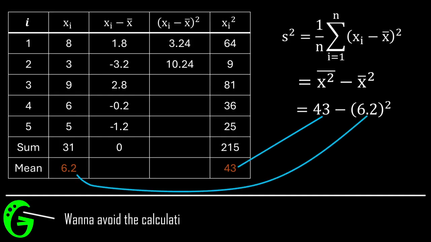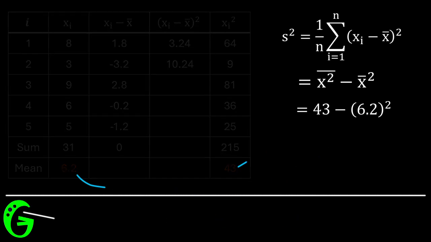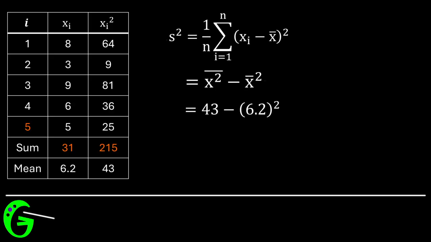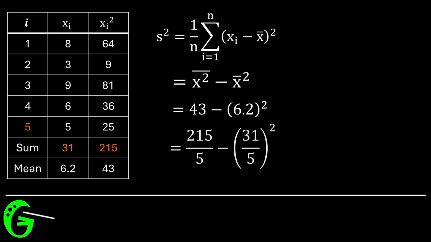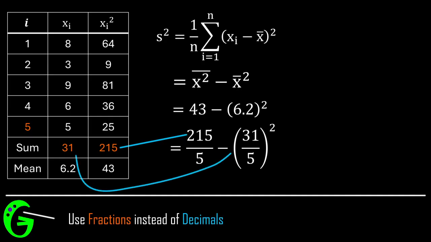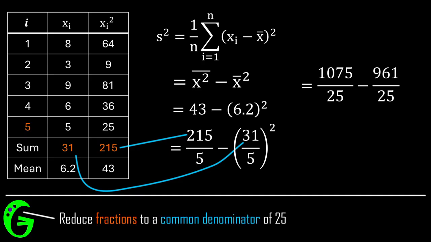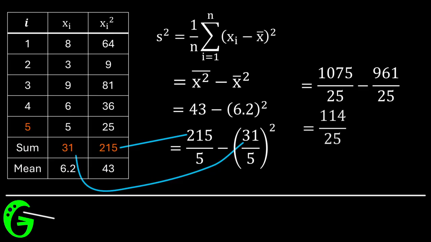I want to avoid calculating the square with a decimal. Use fractions instead of decimals. Reduce fractions to a common denominator of 25. Then convert from a fraction back to a decimal.